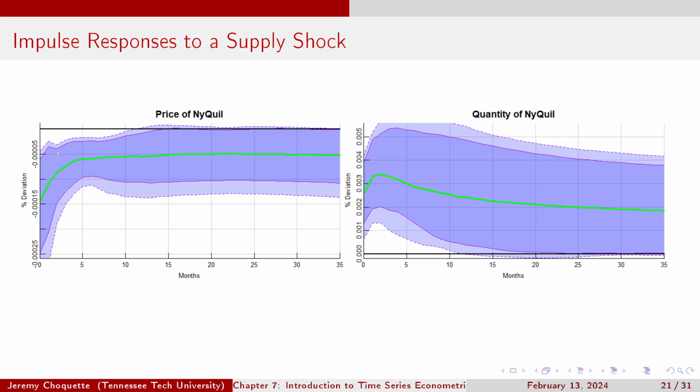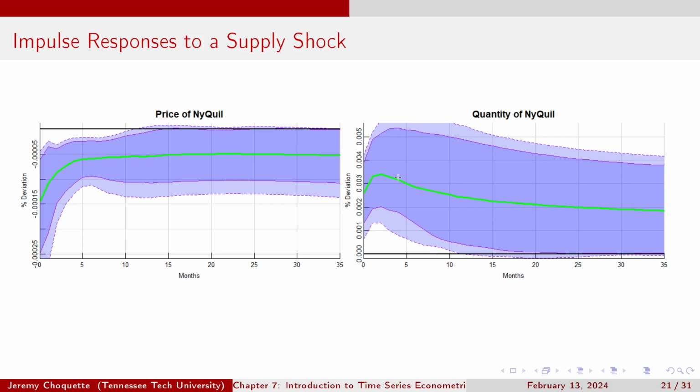But we're interested in this kind of stuff right here. What did it generally do? Is it above or below 0? Here it's below 0. The percent deviation, the price fell below where it was in the steady state. So if the price here is, say, $2, the price would fall by $0.00015, or 0.015 cents, something like that. So the price doesn't fall by a lot, but it still falls. The quantity increases.